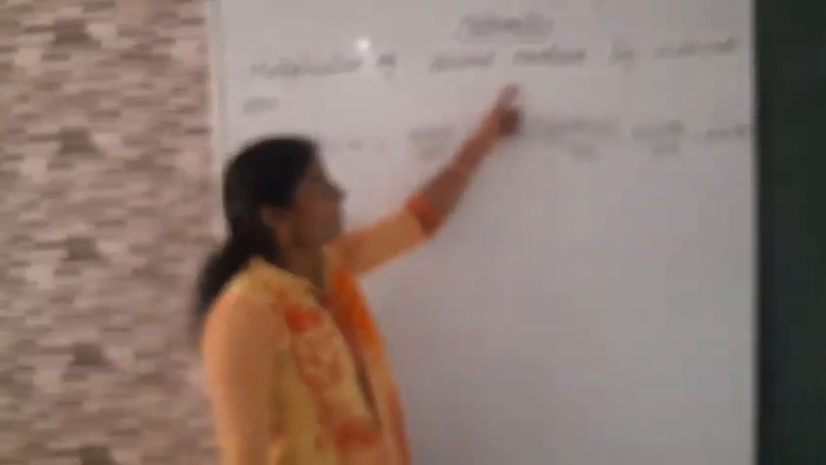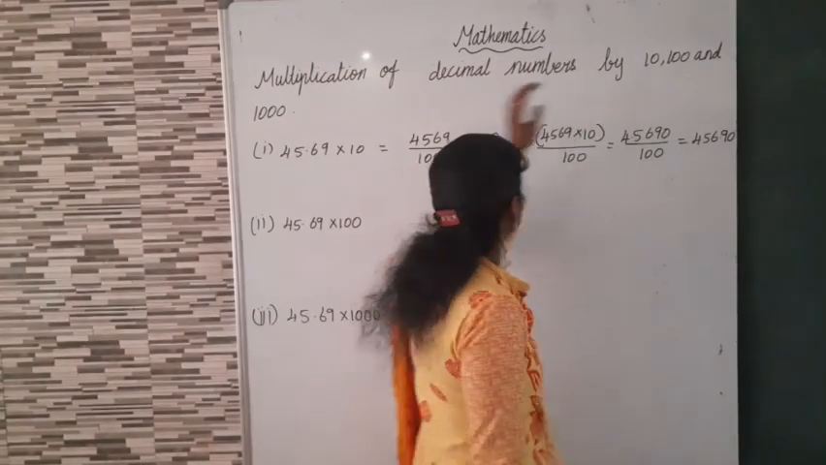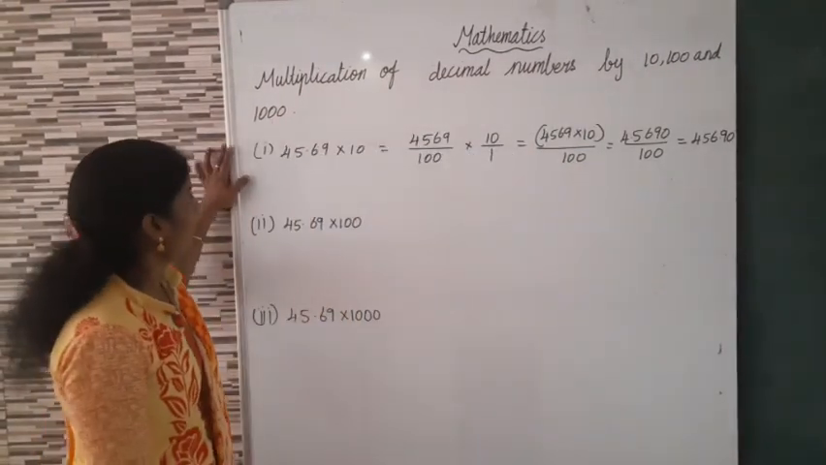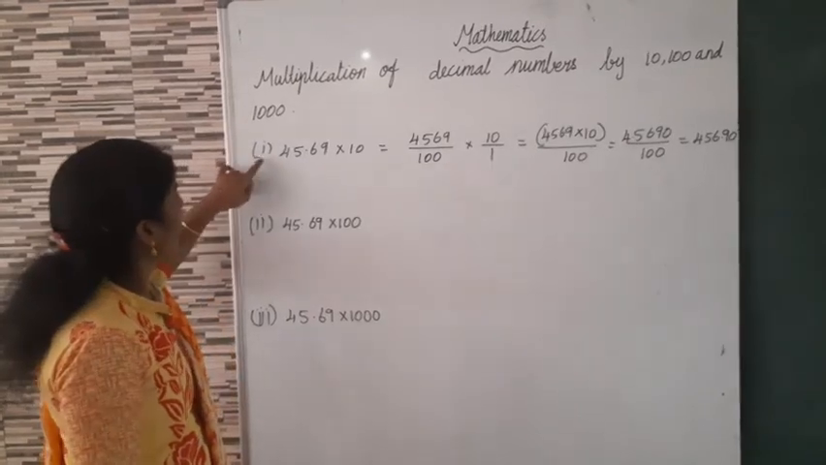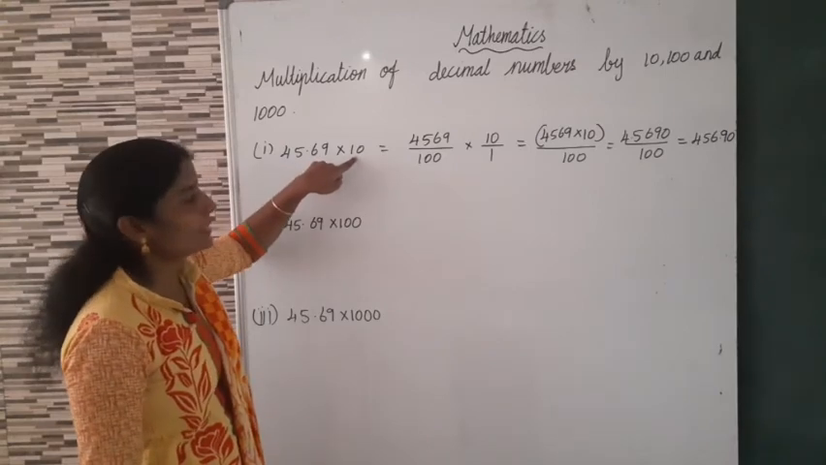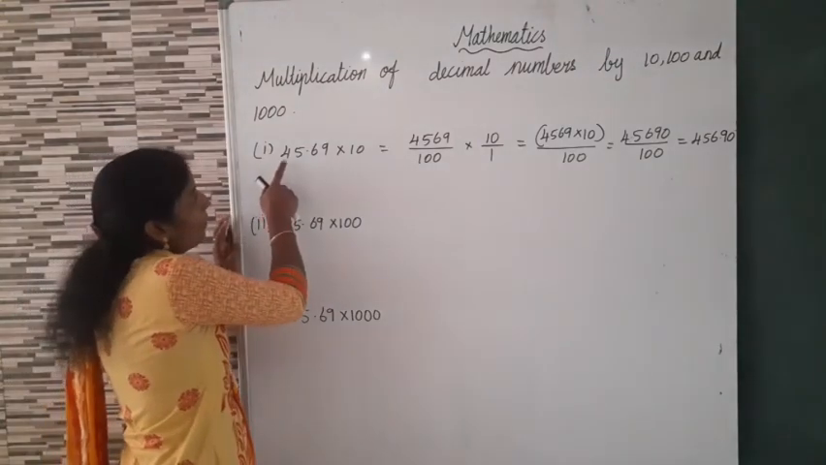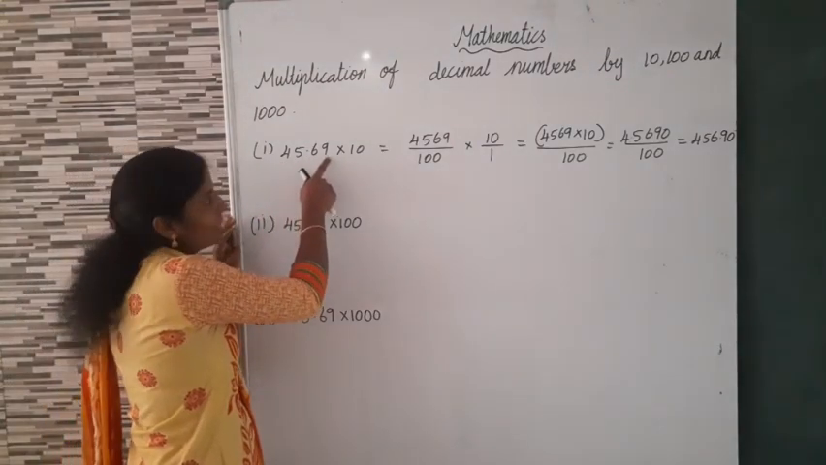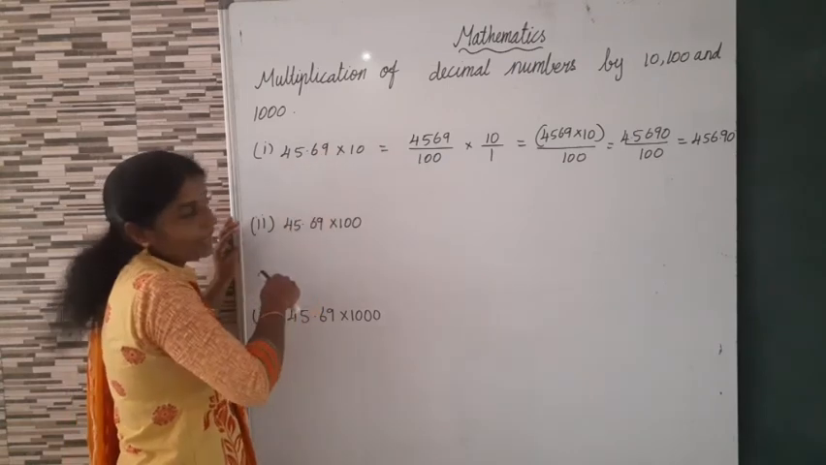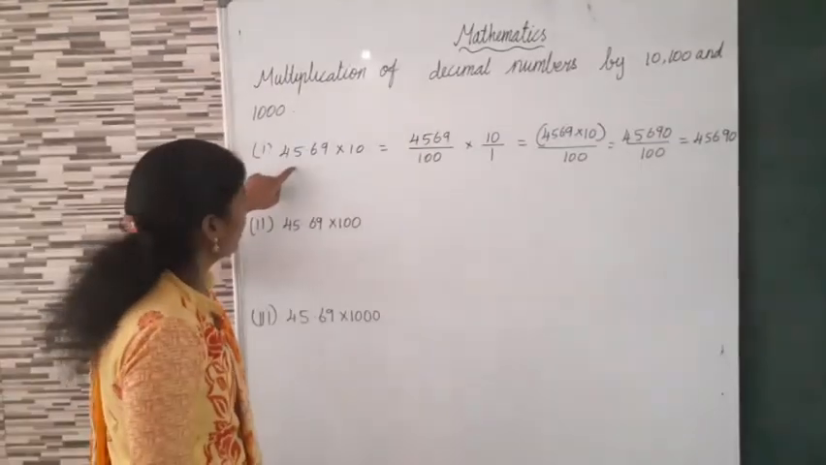Multiplication of decimal numbers by 10, 100 and 1000. Okay? We can see an example. Here first one, 45.69 into 10, multiplied by 10. Okay? Listen here, 45.69. This is the decimal number, isn't it? Now we can write in fractional form. How can you write in fractional form 45.69?